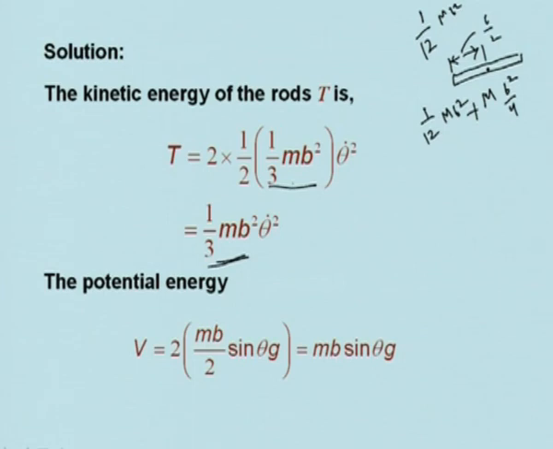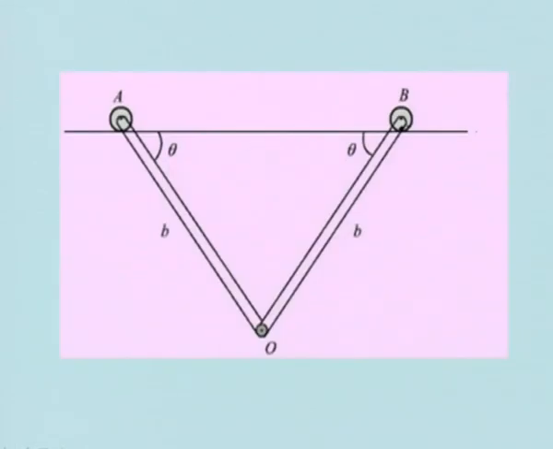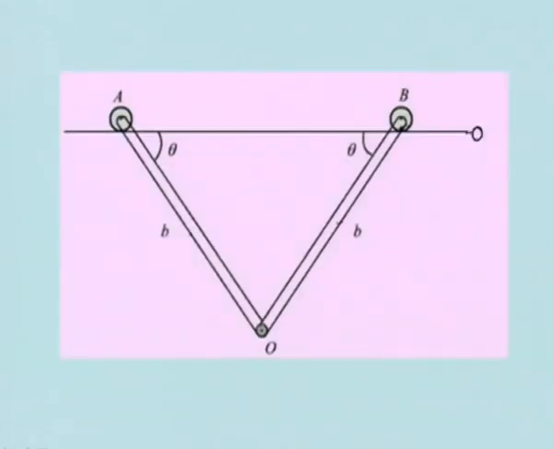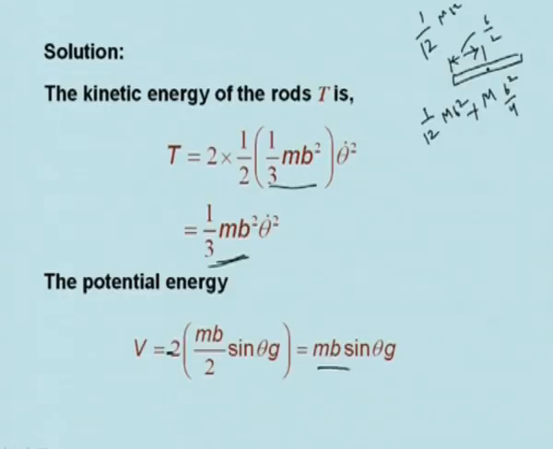The potential energy is given by V equal to 2 times m g (b/2) sin theta. If we take this line as a datum and say that this is the zero potential energy, then the potential energy of the rods will be negative because the mass is below that. So we will put a minus term here, minus 2 m (b/2) sin theta g, because theta is this angle. So it becomes m b sin theta into g. So you get minus m g b sin theta.